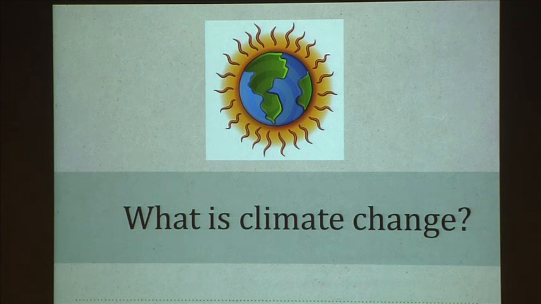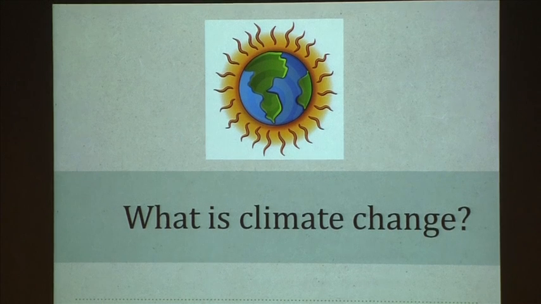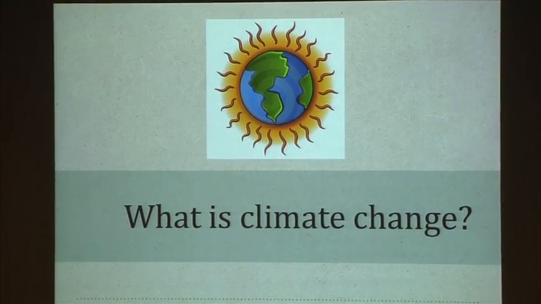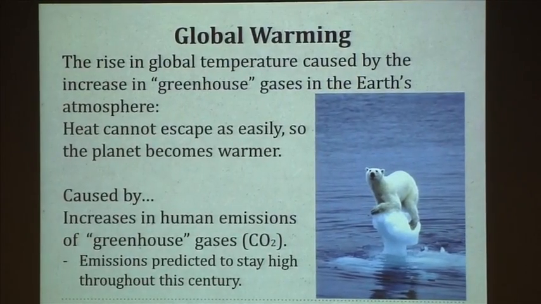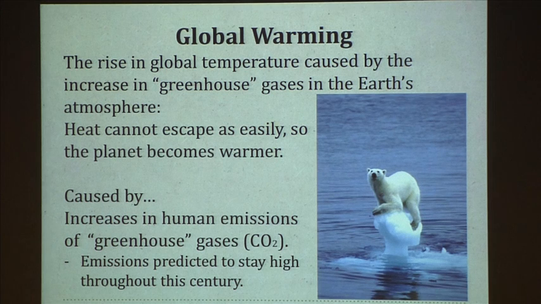So I just want to introduce a bit about climate change, where some people might not be quite so up on the issues. So there's the bear, on a melting block of ice. That's the sort of thing we always see when we talk about global warming, which is the rise in global temperature caused by the increase in what we call greenhouse gases in the Earth's atmosphere. This means that heat cannot escape our atmosphere as easily, so the whole planet becomes warmer, and we see things like melting ice caps.